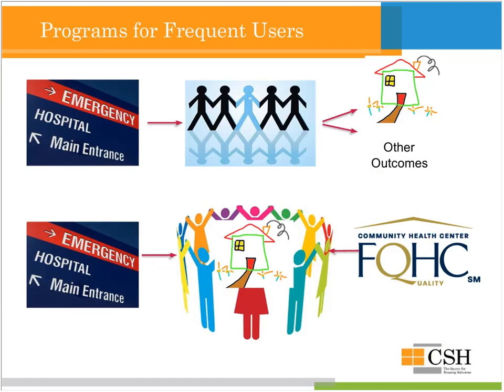So everybody has by now heard that housing is a social determinant of health. Well, housing instability then is a contributor to frequent and inappropriate use of emergency health care. On the flip side, several studies have found that supportive housing improves health outcomes and reduces emergency health care utilization and other system utilization.